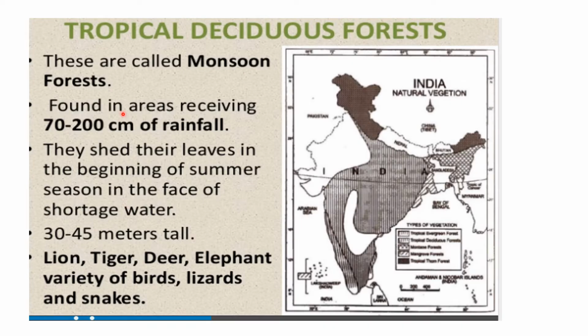Now, the second major type of forest that is found in India are the tropical deciduous forests. This is the most widespread forest found here. They are also known as monsoon forests. These forests are found in areas which receive moderate to heavy rainfall from 70 to 200 centimeters. Here, the trees shed their leaves at the beginning of the summer. The trees are not so close to each other, they are scattered and approximately 30 to 45 meters tall. Major animals that are found here are lion, tiger, deer, elephant, variety of birds, lizards, and snakes.